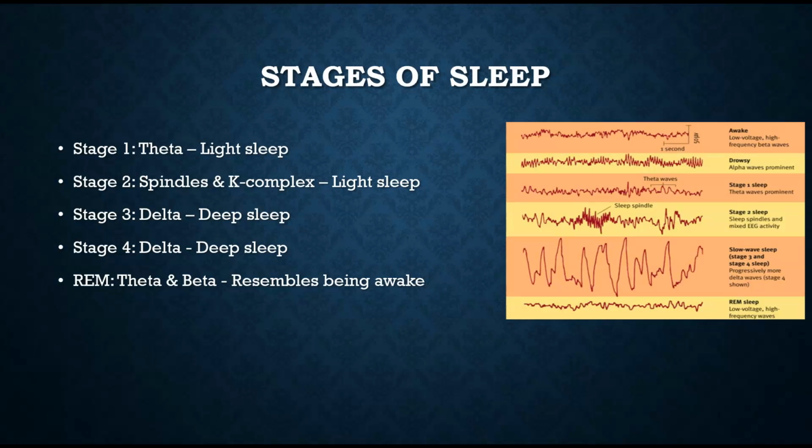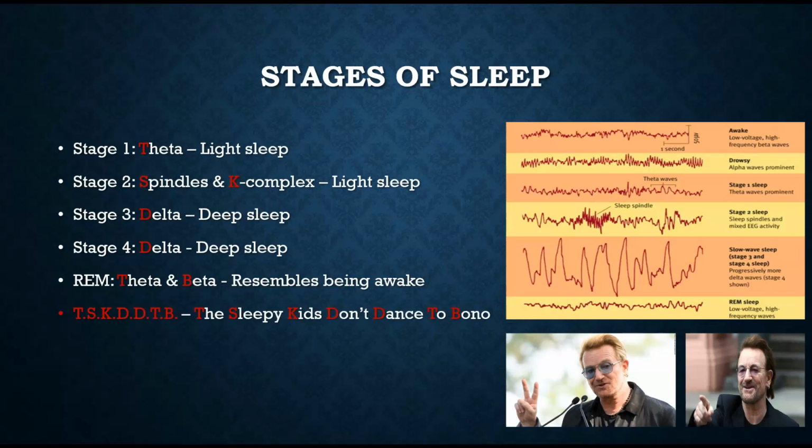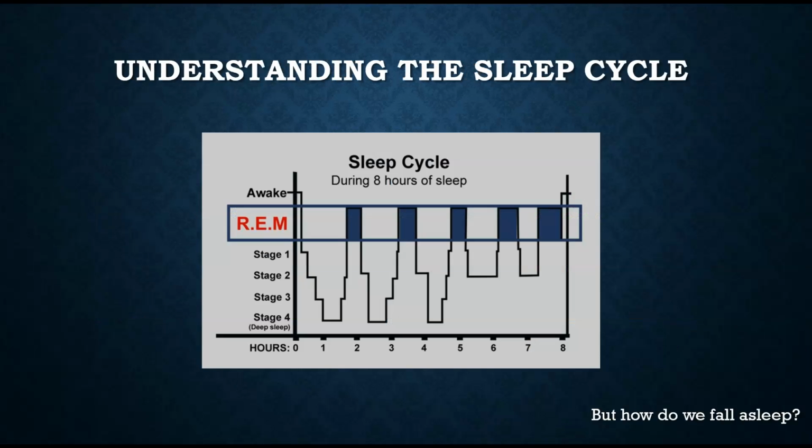And an acronym to be able to remember these is TSKDDTB, or the Sleepy Kids Don't Dance to Bono. So in understanding the sleep cycle and that there are different stages of sleep that occur, we can see that the cycle of sleep happens anywhere between 90 to 120 minutes, but there will be multiple sleep cycles per night.